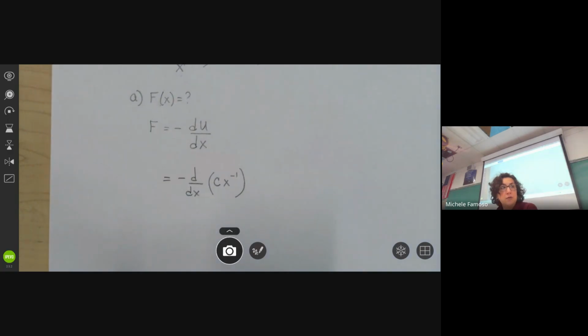You remember how to do derivatives of this? What do you do to get the derivative of that? Don't even worry about the negative sign yet. How do you get the derivative of this? Ruben?